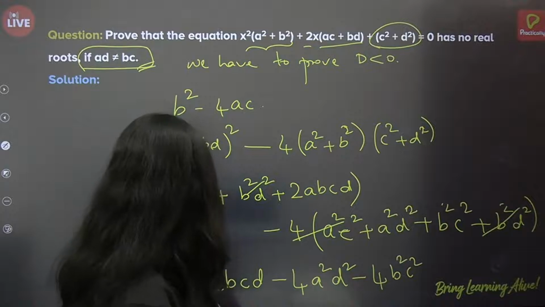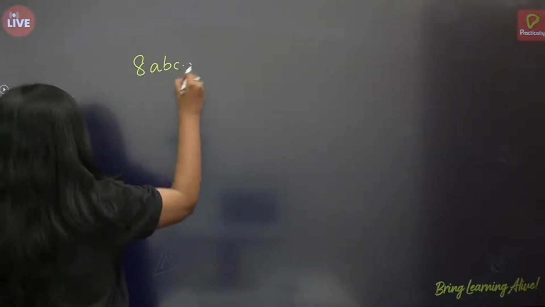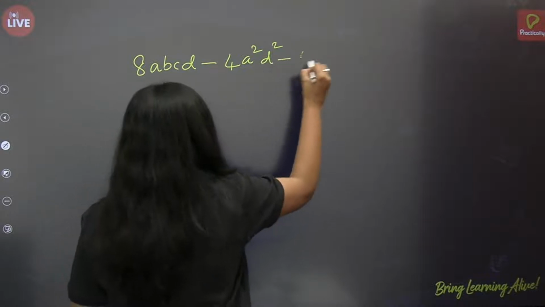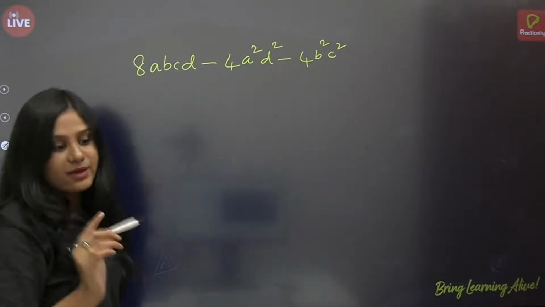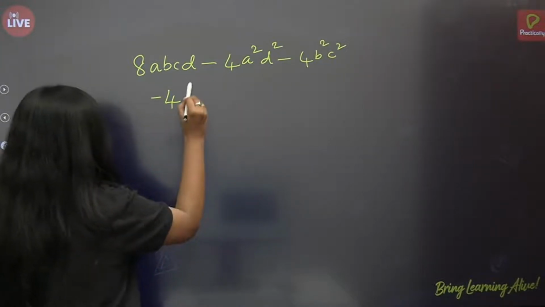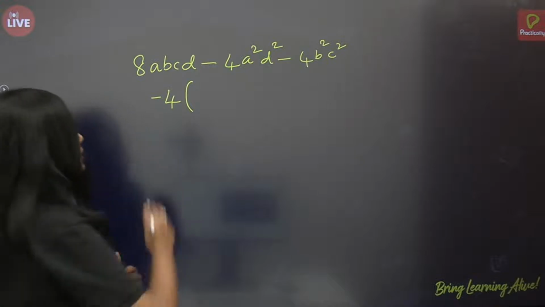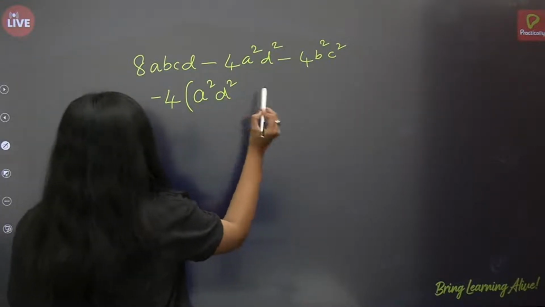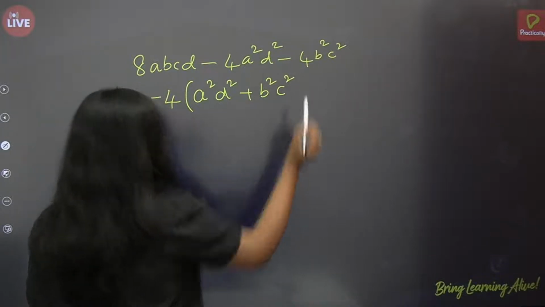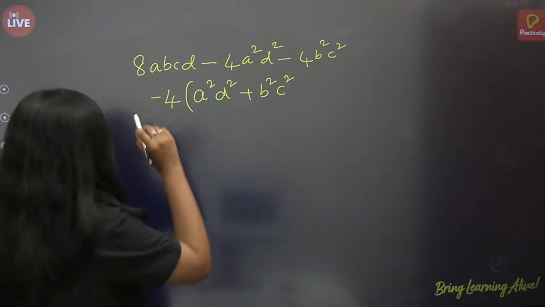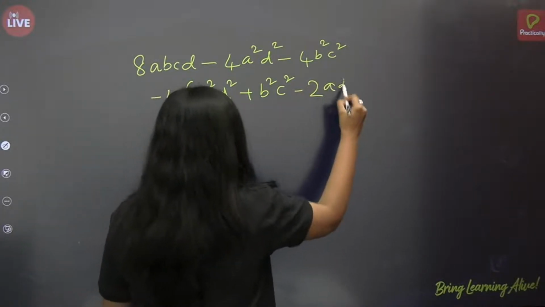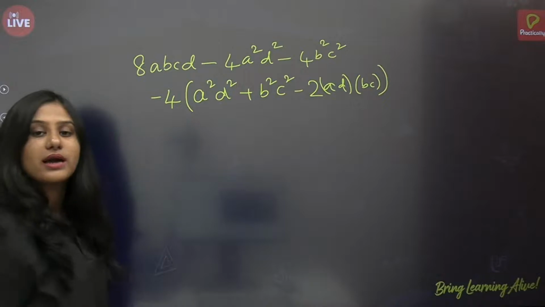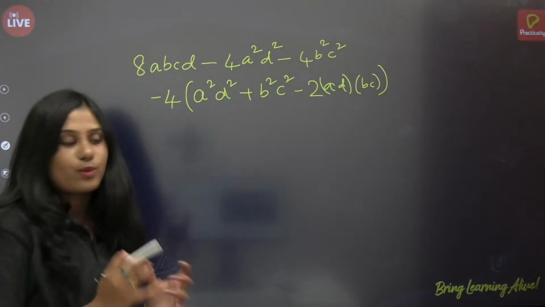So yeah, this 8abcd minus 4a square d square minus 4b square c square. Now observe carefully, okay? Let me take minus 4 common. If I take minus 4 common, how can I write? First I can write a square d square, correct? Plus b square c square, right? Next, how can I write? I can write this as minus 2 ad bc. I have just jumbled a, b, c, d into ad, I have grouped one, bc I have grouped one. Now you will understand why I grouped.